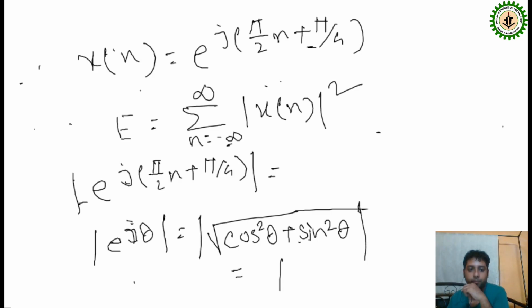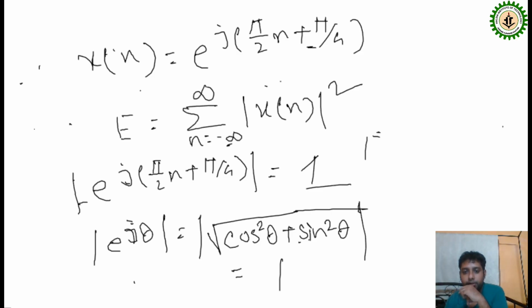Same concept will be applied here, that is, it is given e to the power j(pi by 2n plus pi by 4). That means if we break it, we will get cos(pi by 2n plus pi by 4) plus j sin(pi by 2n plus pi by 4). And after that, if you take the modulus, then you will get cos square(pi by 2n plus pi by 4) plus sin square(pi by 2n plus pi by 4). From there, we will get that the modulus of this value is 1.